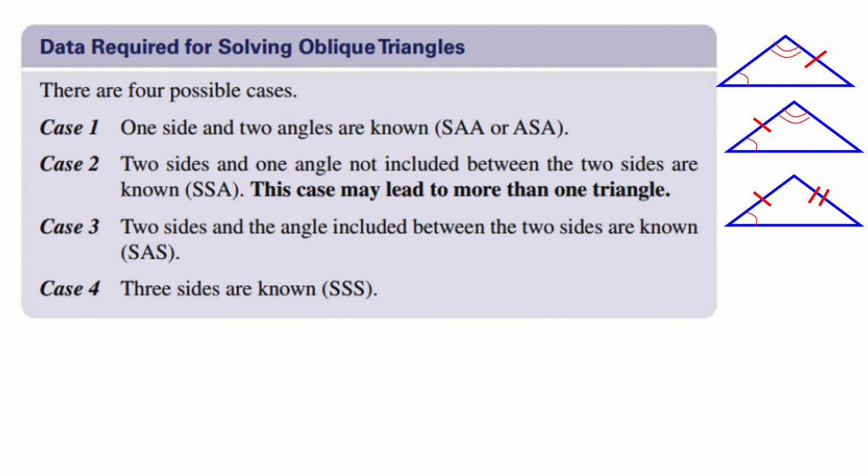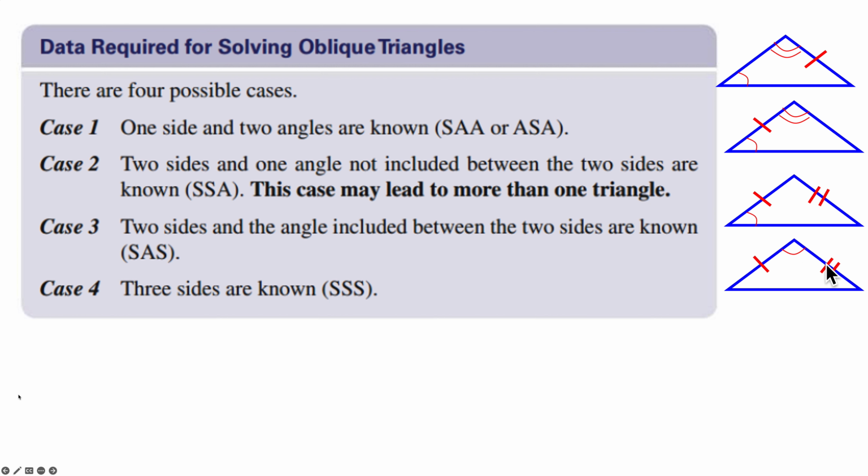Case 3, two sides and the angle included between the two sides. This is known as the side angle side. You might remember this as the side angle side postulate or the angle side angle postulate. Remember all those postulates from geometry where these letters are used. Here, the two sides that are given make up the included angle.